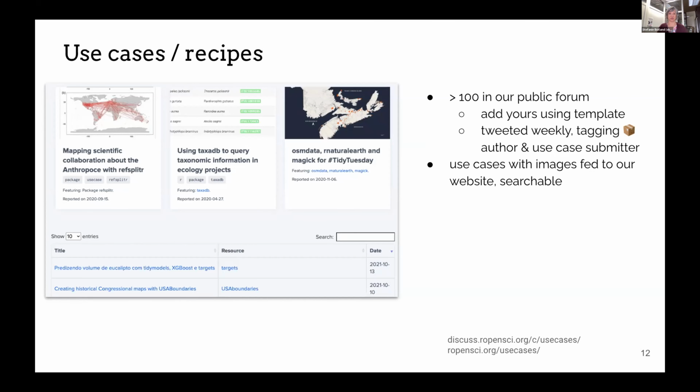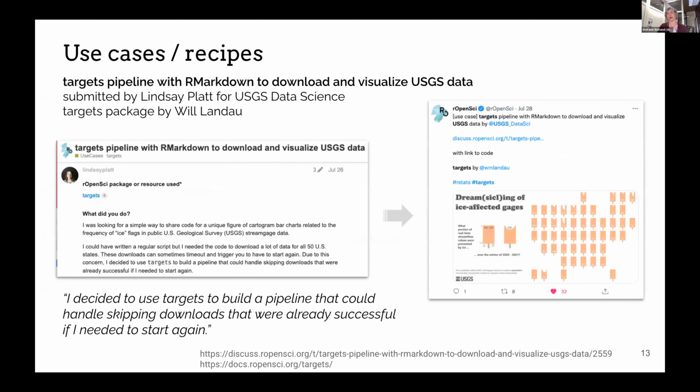Use cases that have an image associated with them are fed to our website, and these things are searchable, and the website link is at the bottom of the slide. So this is a great example. The use case is the targets pipeline with R Markdown to download and visualize USGS data. This was submitted by Lindsay Platt for USGS data science. On the left is a screenshot of what it looks like when the use case appears in the public forum, and people can comment and discuss these things. And on the right is what it looks like when, weekly, I think on Wednesdays, we tweet these, again tagging USGS data science, as well as the targets package author, Will Landau.